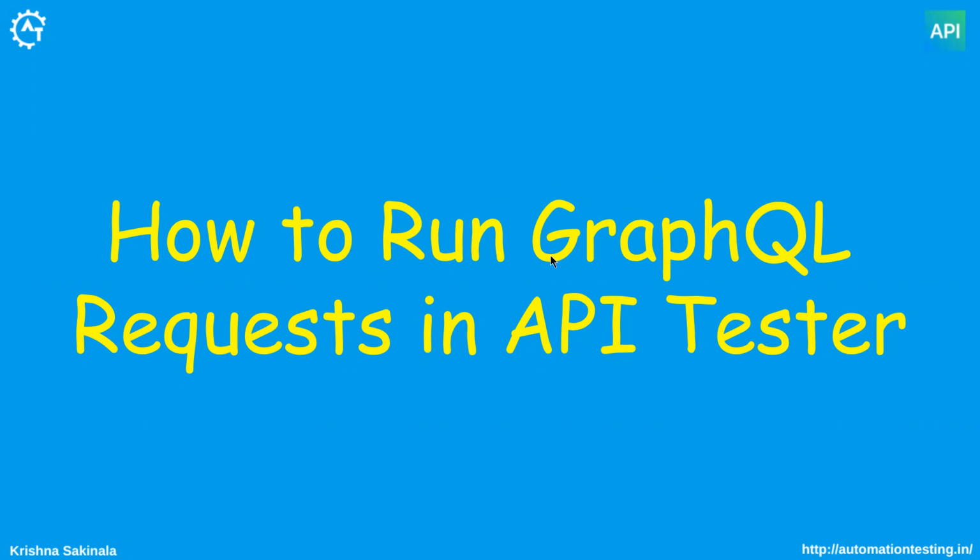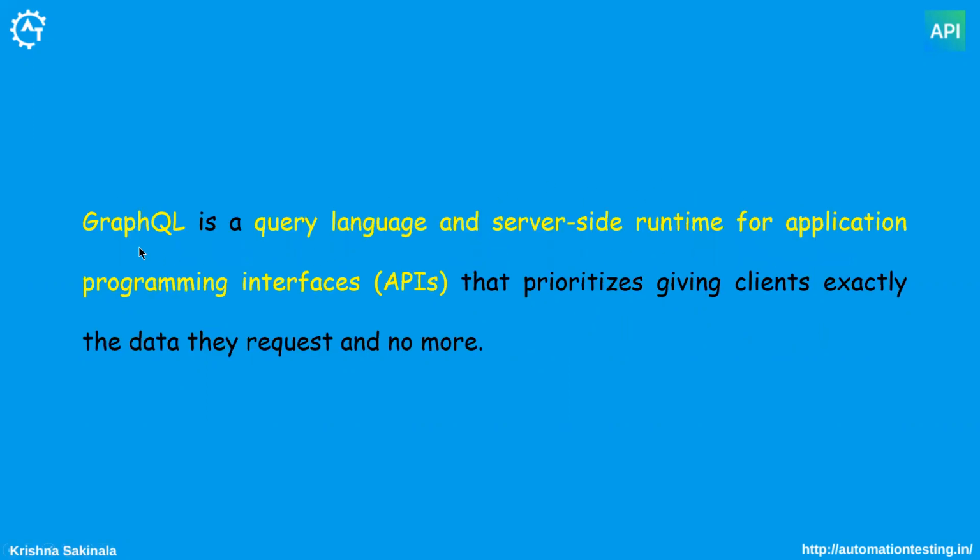So what do we mean by GraphQL? GraphQL is a query language and a server-side runtime for APIs that prioritizes giving clients exactly the data they request and no more. With the help of GraphQL, you get exactly the information you need. In normal REST APIs, you get more information than you require, but here you get exactly whatever you need.